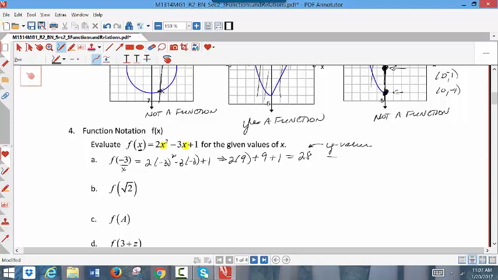As a result of all of this, you can say the ordered pair with the x value of -3 and the y value of 28 would be a point on that line.